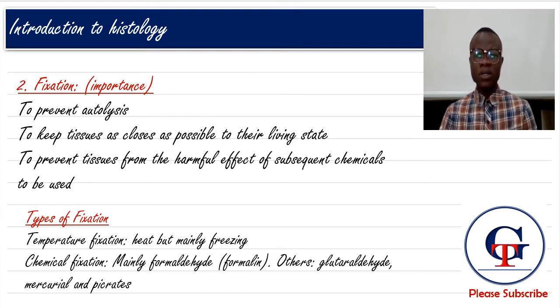autolysis. So when a tissue is obtained from its normal source, we want to prevent that tissue from losing its living state. What do I mean? There are cells that make up that tissue, right? So when a tissue is obtained from the normal source and not preserved through this process, it leads to the breakage of the plasma membrane of cells that are formed within that tissue.